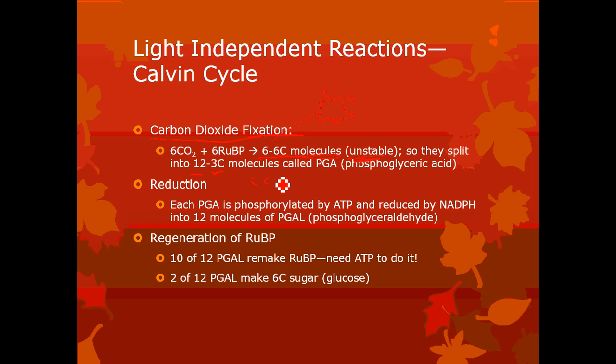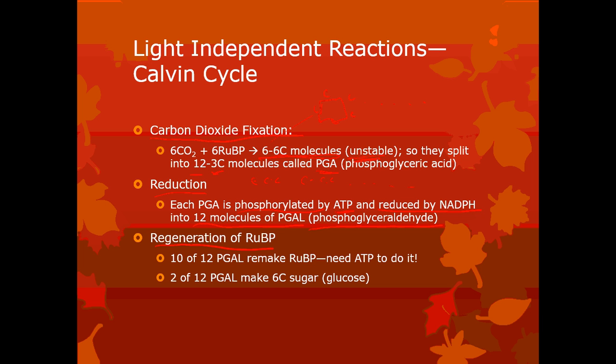So think about like a 3-carbon chain. You're going to have 12 of those. And those are called PGA. Then each PGA is phosphorylated by ATP. Phosphorylated meaning adding or subtracting phosphates, and reduced by NADPH into 12 molecules of PGAL, phosphoglyceraldehyde.